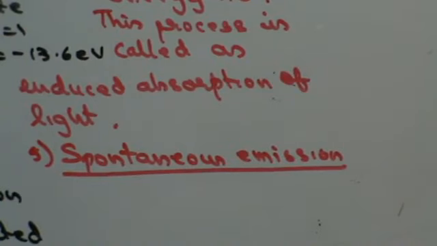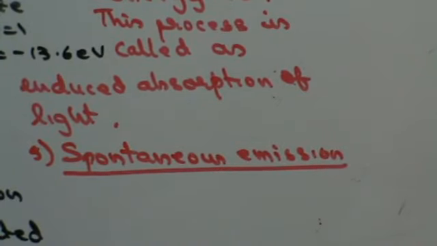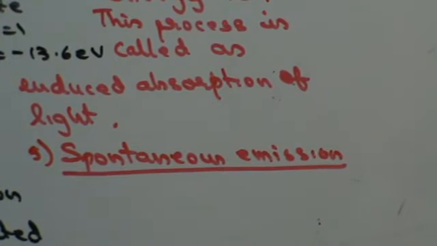This process of an electron jumping from excited level to ground level without any external agent is called spontaneous emission. So if an electron is in the excited state, it will automatically jump to the ground state. In doing so it will give out a photon of frequency ν, where ν depends upon (E2 minus E1) upon h. It depends upon the difference between the two energy levels, and h is Planck's constant. Do you understand what is spontaneous emission?